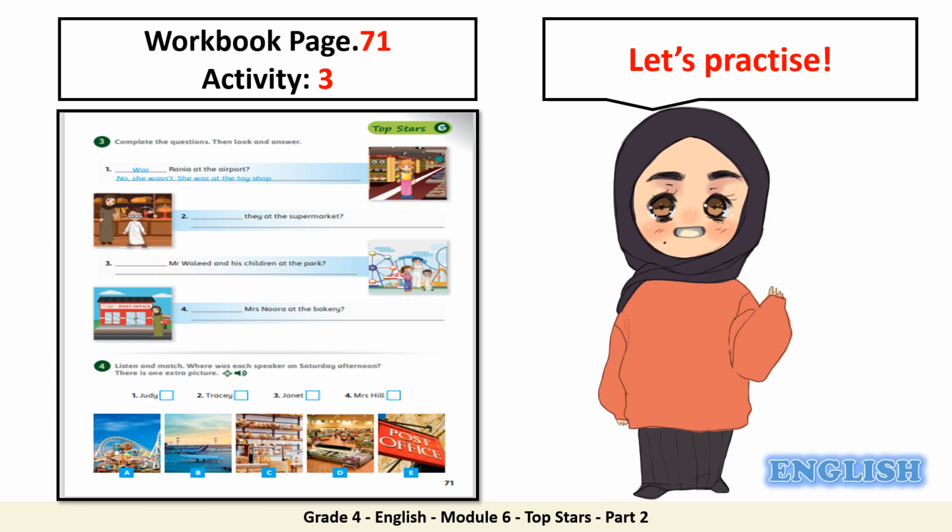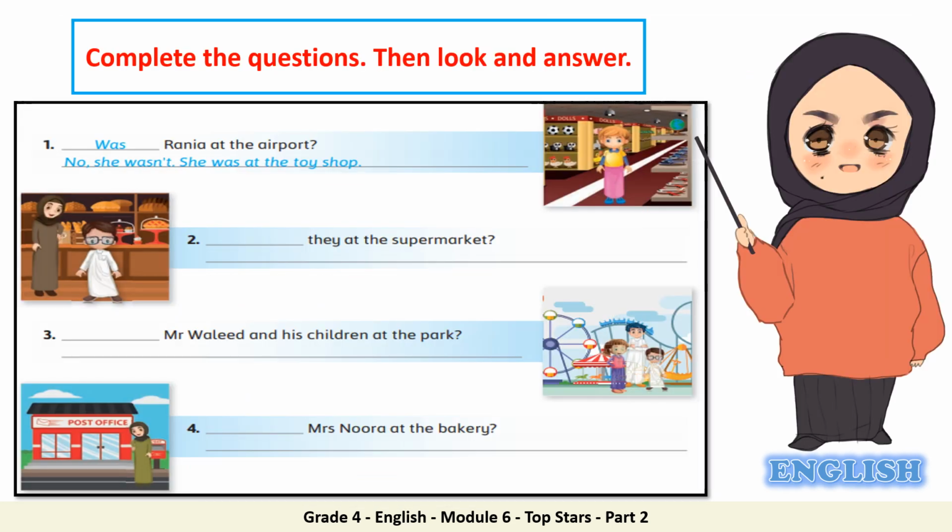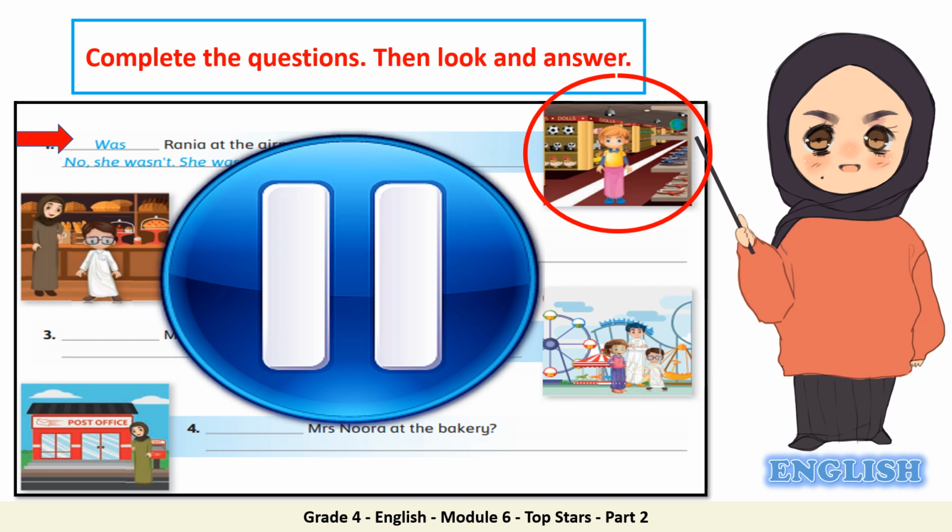Let's practice more. Open up your workbook, page number 71, activity number 3. Complete the questions, then look and answer. What you're going to do here is to complete the questions, then look at the picture and answer the question. The first one has been done for you as a model. Let's read it together. Was Rania at the airport? No, she wasn't. She was at the toy shop. I want you to pause the video and do number 2 and 3 by yourself.